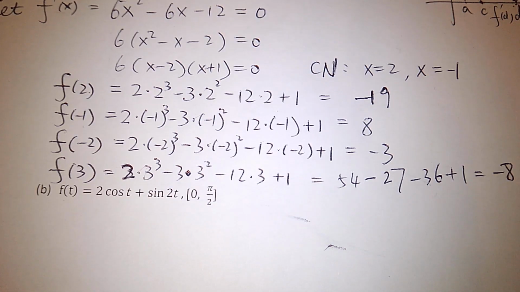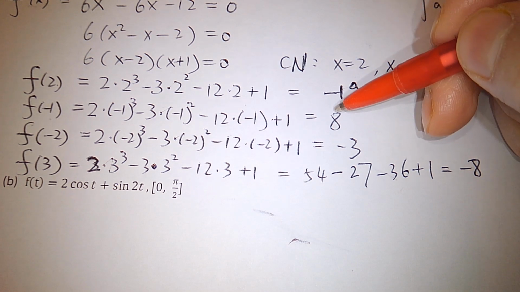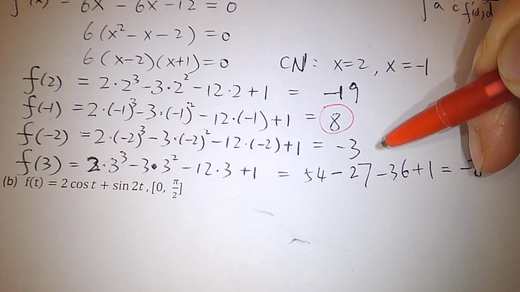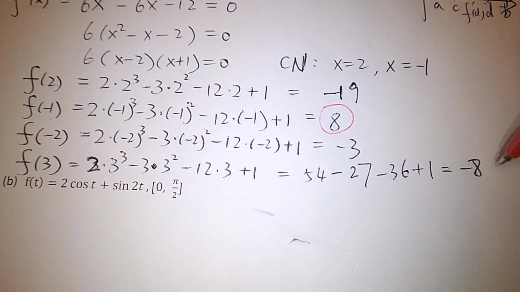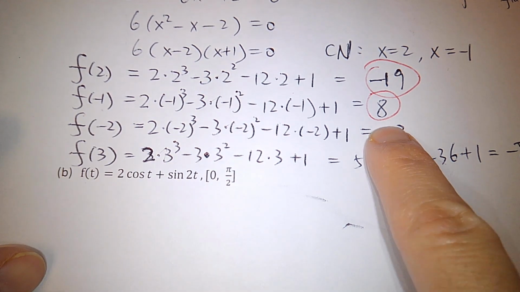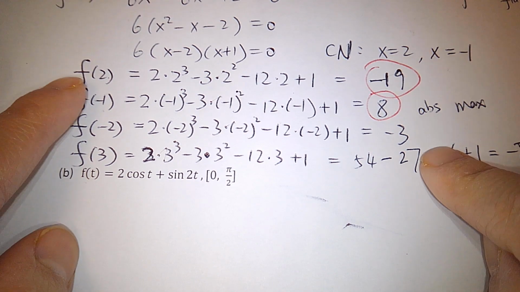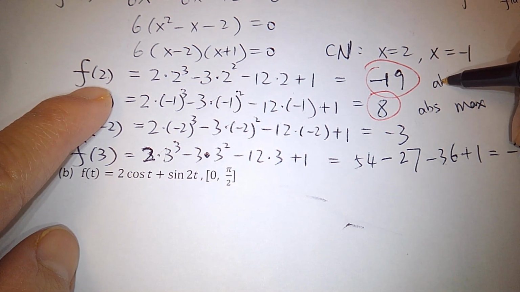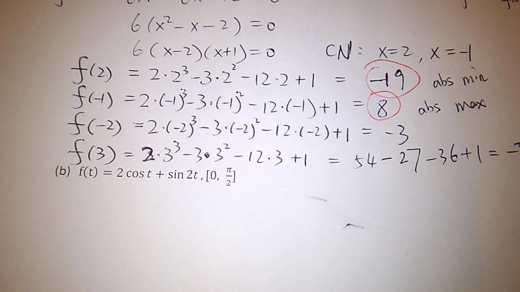Alright, so now we have these values. Let's compare which value is the largest among these values. Negative 19, 8, negative 3, negative 8, what is the largest value? 8. What is the smallest value among these 4 values? Negative 19. Okay, so we say f of negative 1 equals 8 gives us the absolute maximum value. f of 2 equals negative 19 gives us the absolute minimum value.